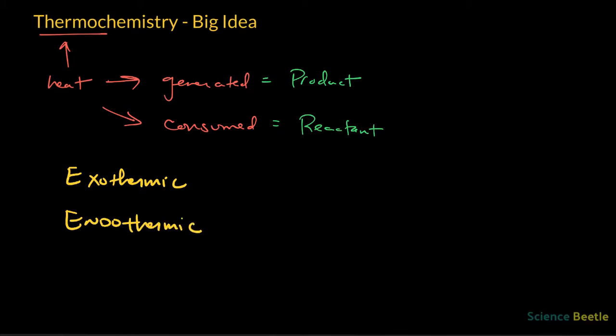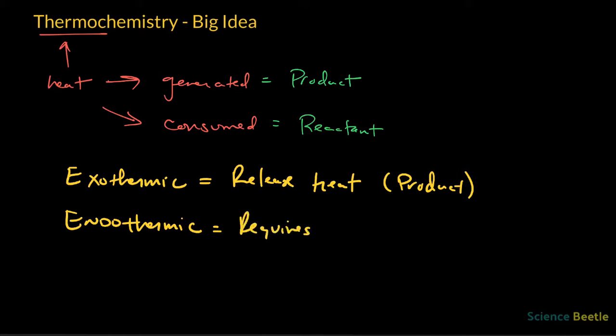Okay, and exothermic here is going to be those reactions that are going to release heat. And so this is essentially going to be the section up here where the heat is the product. And in the other one, the endothermic here, the heat is required. It requires heat, and this is because this particular heat is serving as one of the reactants.